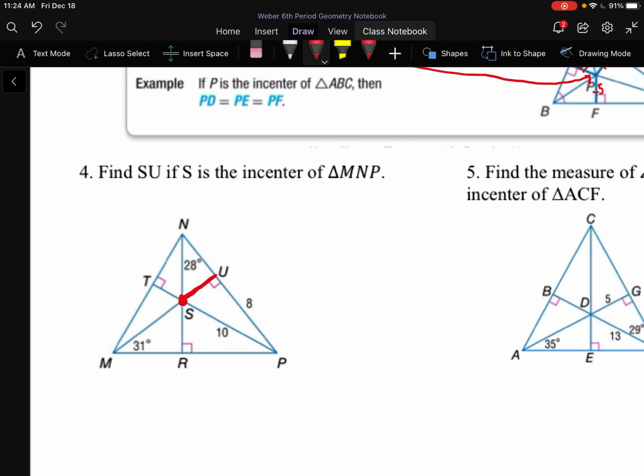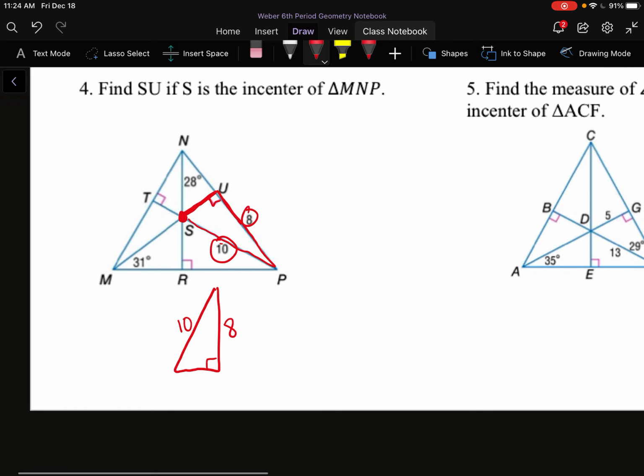That length is in this triangle that I'll outline now. So we're going to be thinking about this triangle that I'm outlining. If I redrew this triangle, it would look like this. I know that it's a right angle because of this right angle box. I know my hypotenuse is 10 from right here, and I know one of my legs is 8 from right here. I'm going to solve for this missing piece, which would be SU. So I'm trying to solve for SU.